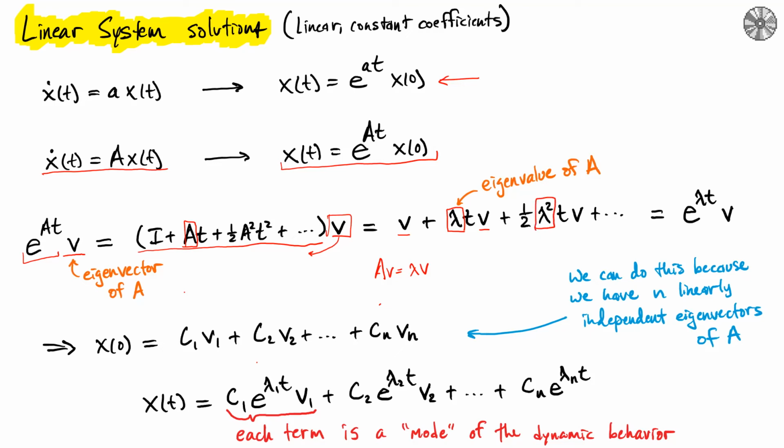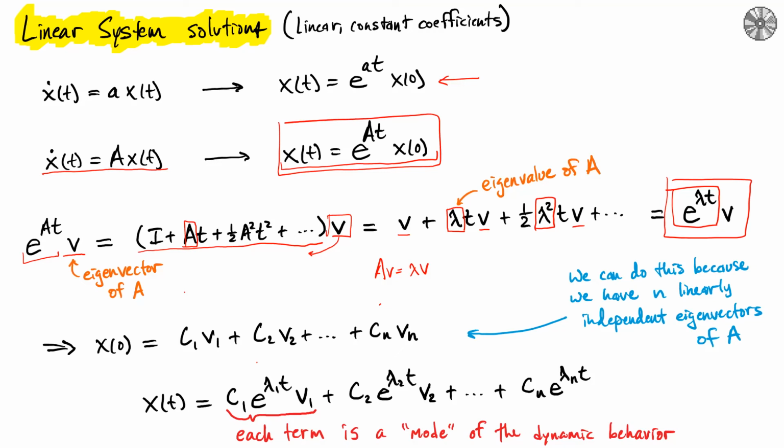And so you notice that we're able to pull out a factor of v that's in common across all of these elements. And what's left is this scalar exponential of lambda t. And so by multiplying e to the at, which is a matrix, by the eigenvector of A, we produce one of what we're going to call modes, or one of these solutions that come from the eigenvalue-eigenvector pair.